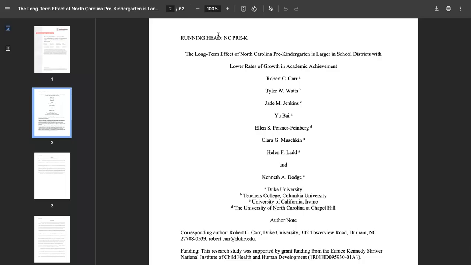APA format states that student papers do not have to include a running head, but professional papers do. And since this is a professional journal, you will see the running head throughout. Taking a look at the title, APA guideline states that the title should be centered in bold. This title is in the center, but it is not bolded.